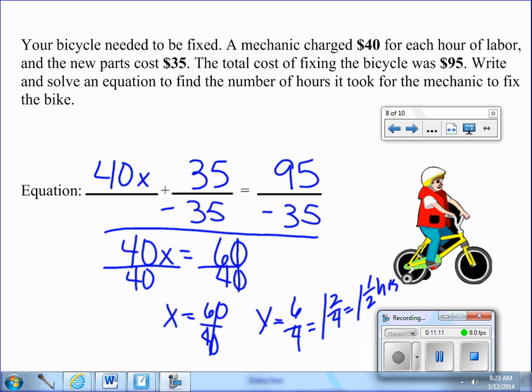So I did this backwards and read the problem after I already started talking about it. So I've gone back. Now it's 40x because it was $40 for each hour, plus the $35 for the part, and his total bill was $95. So we did our two-step equations, and the total amount of hours for $95 work was 1.5 hours.